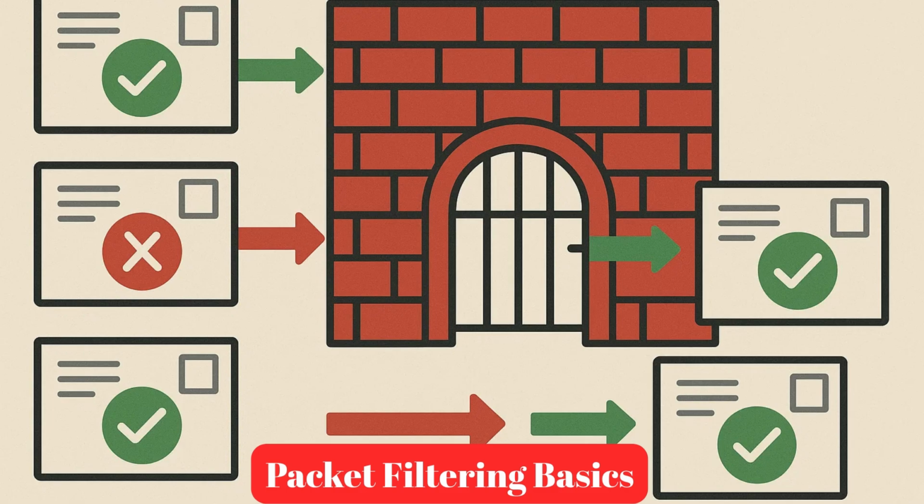Firewalls inspect packets of data. Imagine each packet as a postcard. The firewall reads the address and decides if it should be delivered. Packet filtering is the simplest firewall method, checking IP addresses, ports, and protocols.